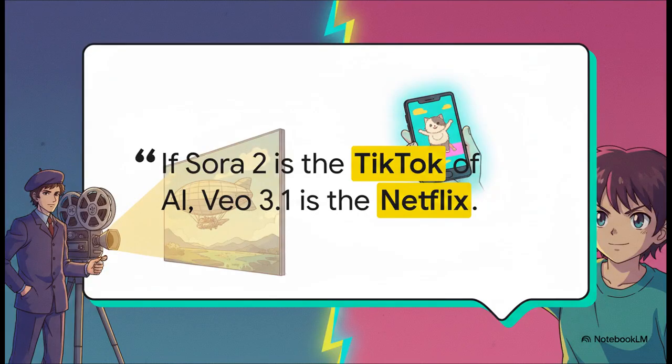I just love this quote from Amanda Caswell over at Tom's Guide, because it perfectly captures this whole dynamic. She says, "If Sora 2 is the TikTok of AI, Veo 3.1 is the Netflix." It's perfect, right? Sora is for creating those short, high-impact, maybe viral-style clips. Veo 3.1, on the other hand, is built for that longer-form, narrative-driven content.